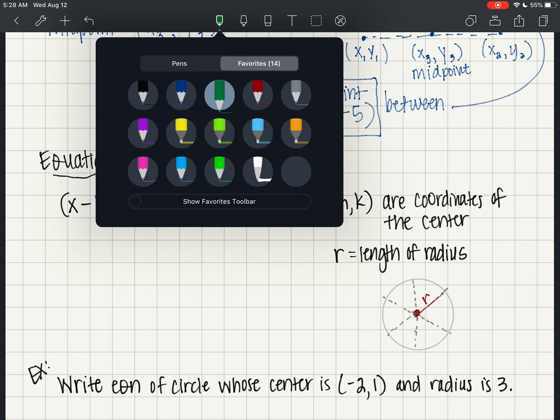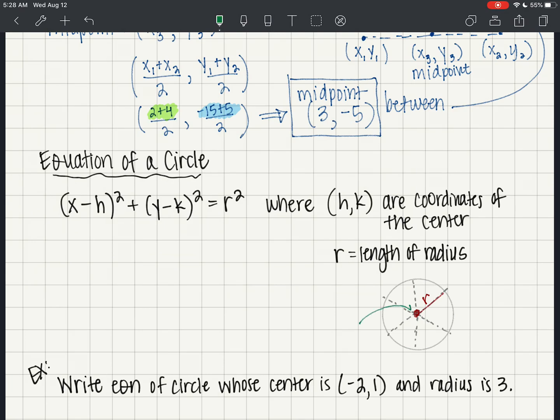Now, important to note that the center of the circle on a coordinate plane we call h, k. So we just use h and k to denote the coordinates of the center of the circle. And then r we use for the length of the radius.